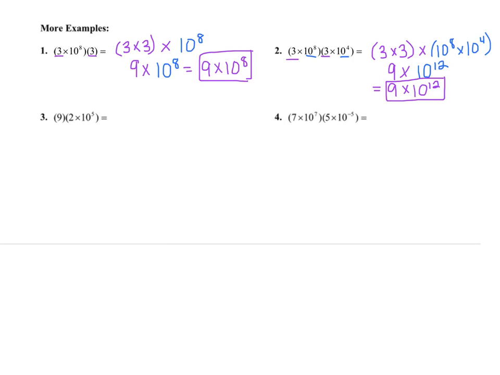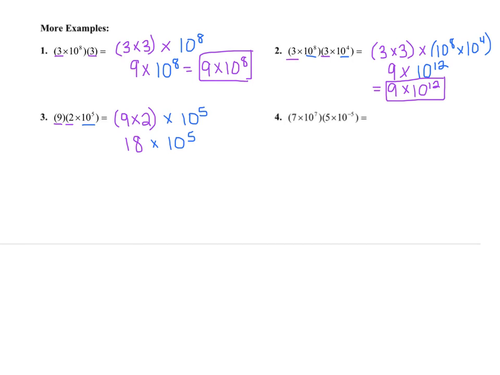It says 9 times 2 times 10 to the 5th power. So let's get our numbers together, which is 9 times 2. And our scientific notation, we just have times 10 to the 5th power. All right, so we're going to multiply 9 times 2, which gives us 18. And again, times 10 to the 5th power.